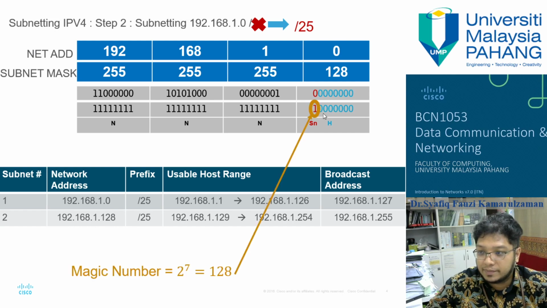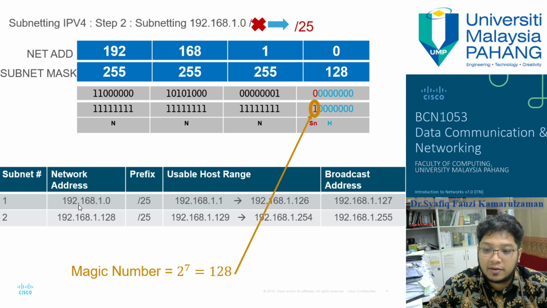Basically, we will get it through what we call a magic number. You can get the magic number from the rightmost bit position of your network portion. In this case, the rightmost bit position for your network portion is 2 power of 7, counting from the right: 2 power of 0, 2 power of 1, 2, 3, 4, 5, 6, 7. So the rightmost bit here is 2 power of 7, so your magic number is 128.